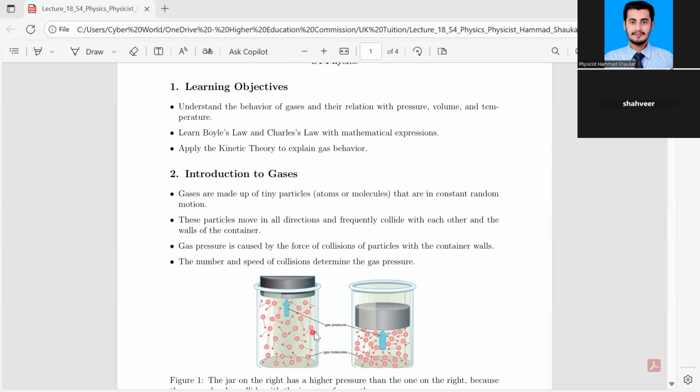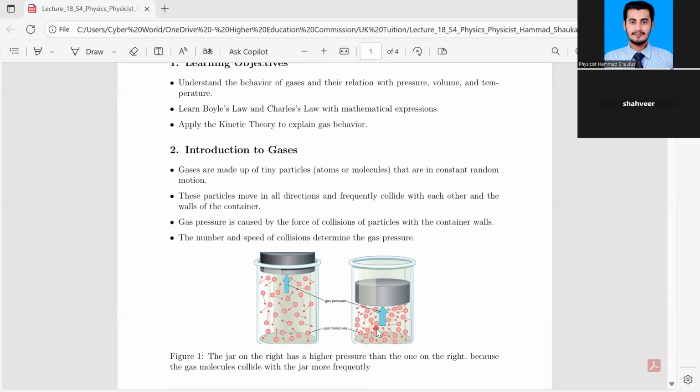I have a container, and in this container, these red balls you can see are the small particles. You can also say atoms, and they are in random motion. They collide with each other, and also with the wall of the container. And when you increase the pressure, what will happen? Does the volume decrease or increase? In the second part, here you can see the volume decreases.